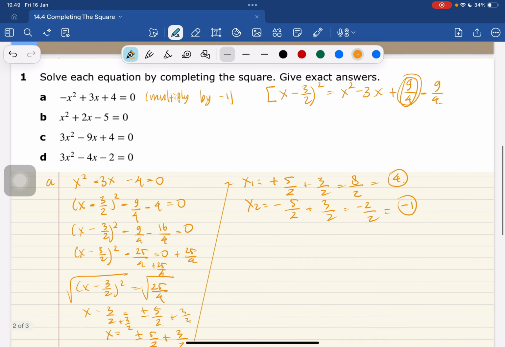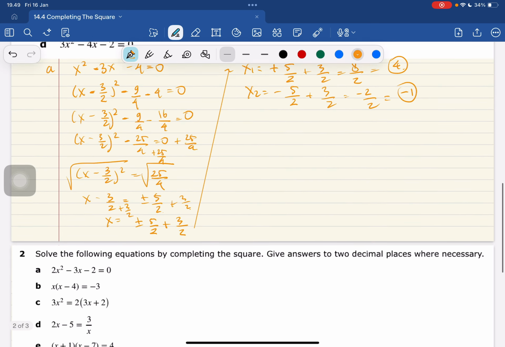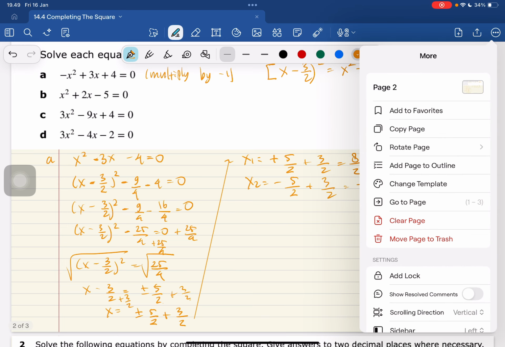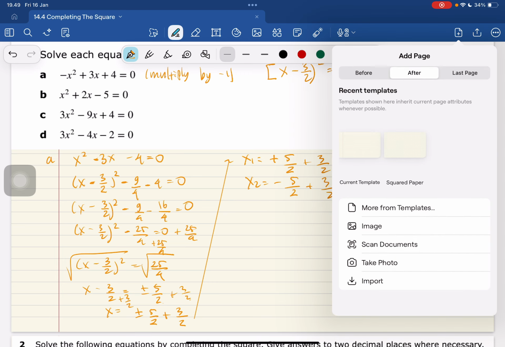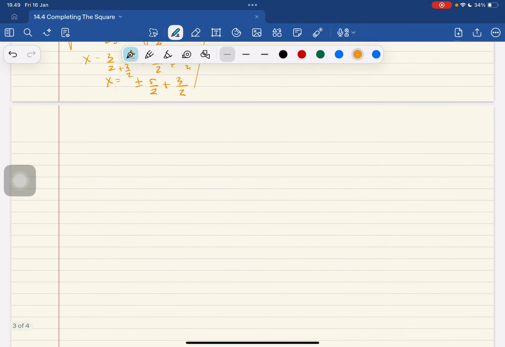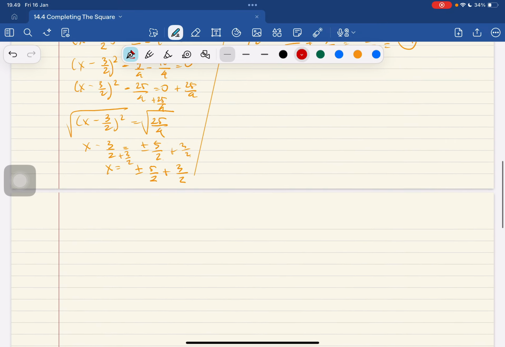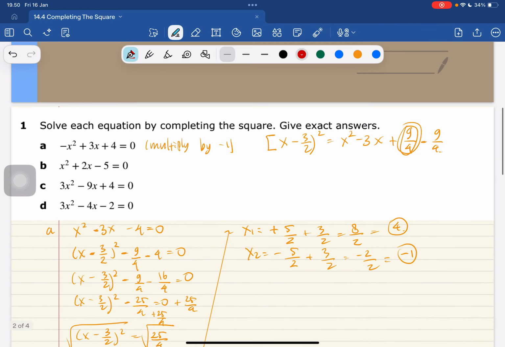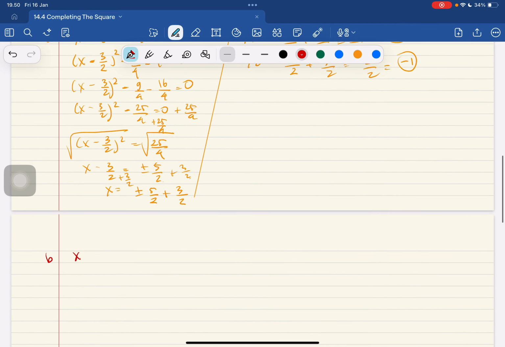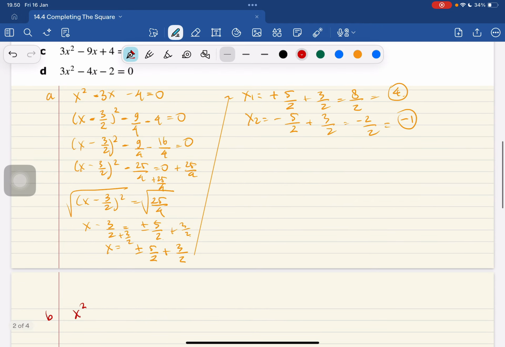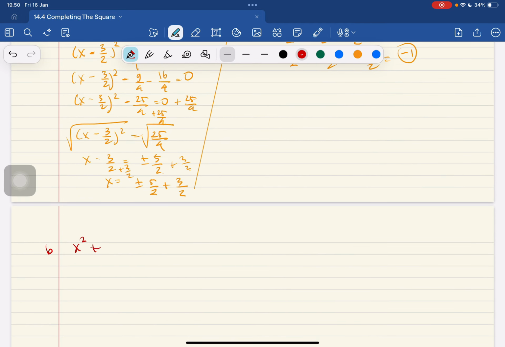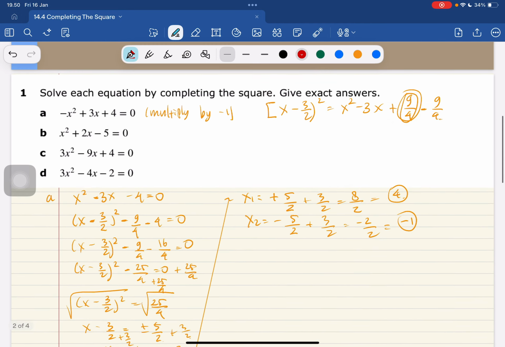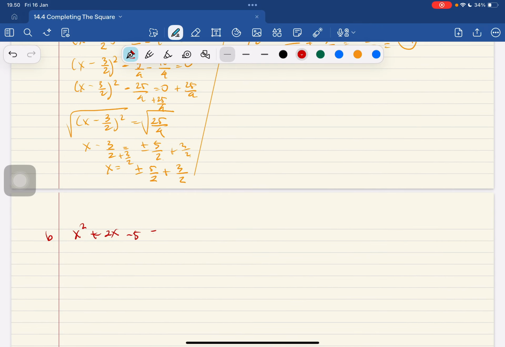Let's continue with b, but we don't have space, so let me add some new space here. Okay, so for b, what was the equation? I will write it here, b. So this is x squared plus 2x minus 5 equal to 0.